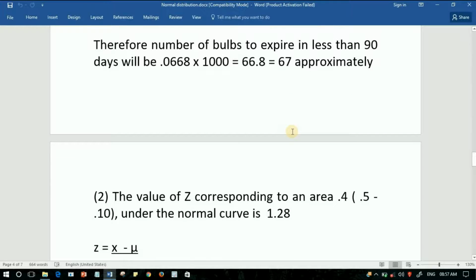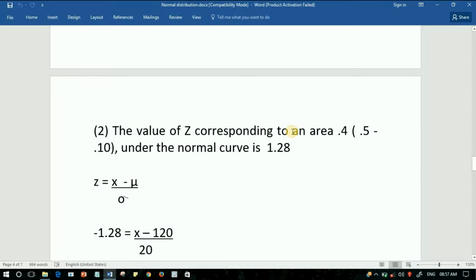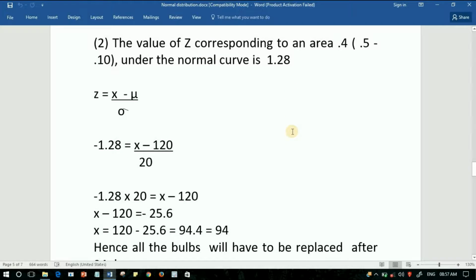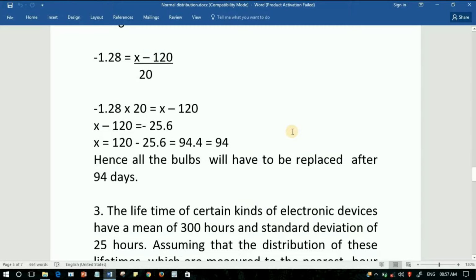Question 2: the value of z corresponding to area less than 0.10. Under the standard normal curve, the value corresponding to 0.10 is 1.28. So it is on the left hand side, so minus 1.28 is equal to (x minus 120) by 20. Simplifying, we get x is equal to 94. Hence, all bulbs have to be replaced after 94 days.